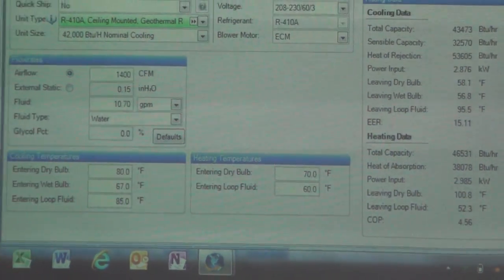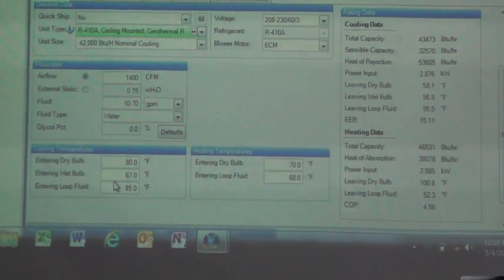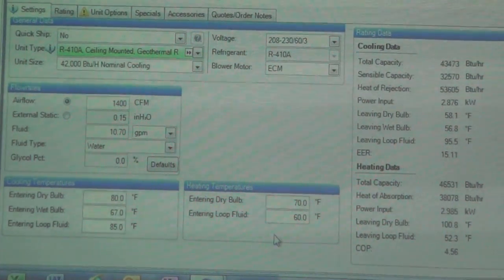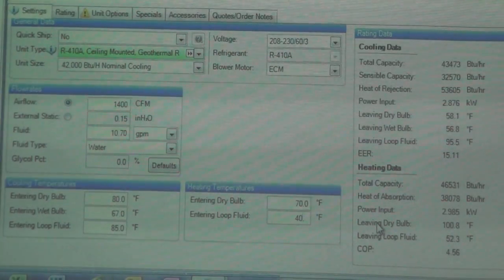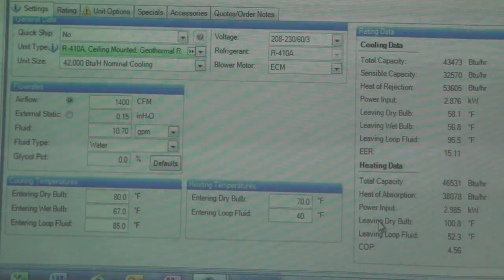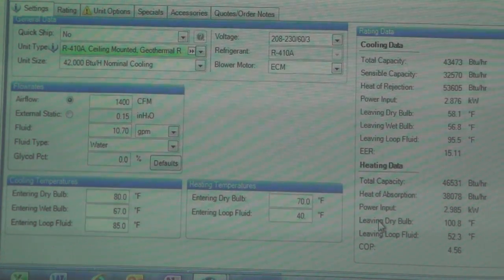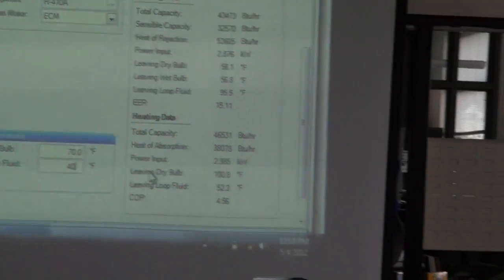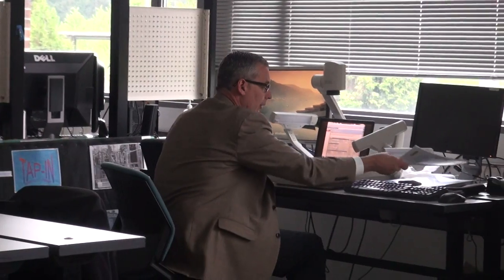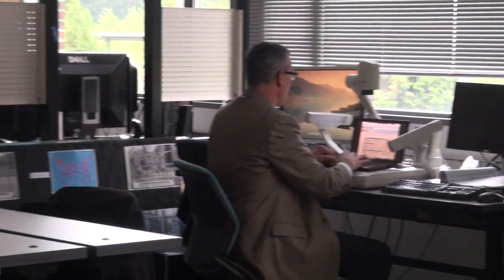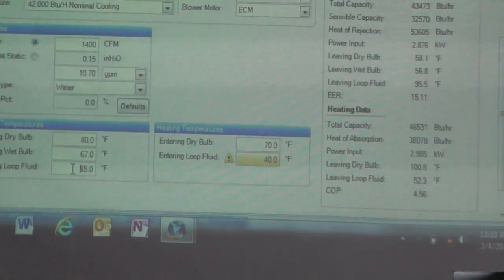Can you scroll that down? Because it looks like I have a completely different entering loop fluid, like 40 for heating and 80 for cooling. Let's do that. And remember, we talked about the limits. For the water side on geothermal units, normal is 40, so we're good. What was the other condition on the cooling side? 80.